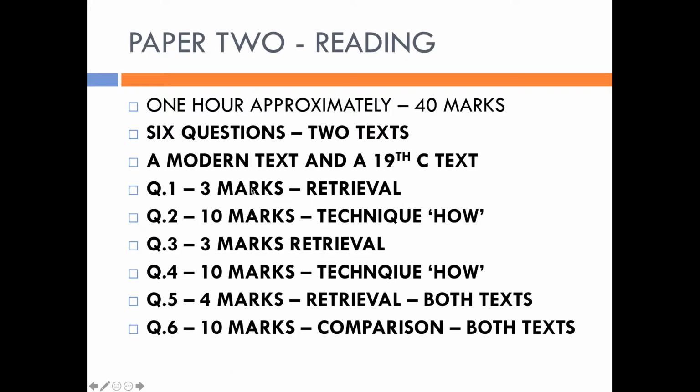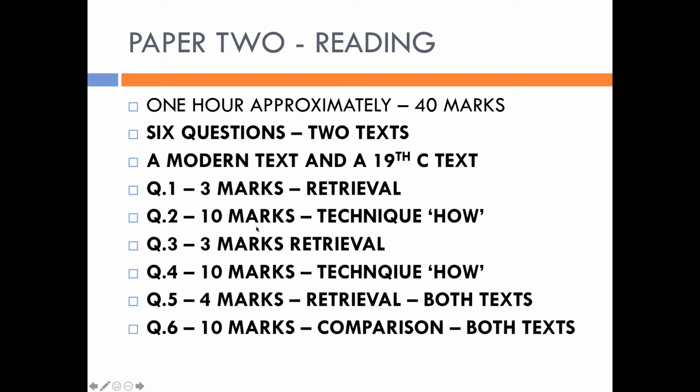Question 1 is a retrieval question, 3 marks available, very straightforward. That's what we're going to be looking at today: just finding specific information relating to the text. Question 2, 10 marks available. Again, this is looking at writer's technique, so the how question. This question is very similar to the how questions in Paper 1, so it's the same idea, the same approach you would take.